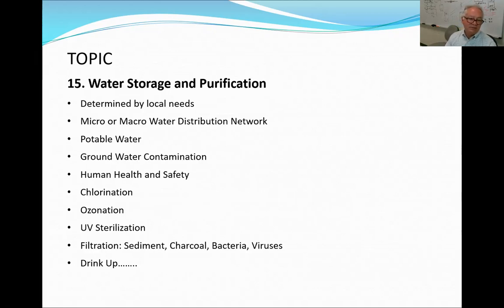Water storage and purification is determined here again by local needs. Is there going to be a micro or macro water distribution network? Are we going to just come straight up out of the ground and go straight into an animal stock tank, what we call stock tanks for animals, cattle and goats? Or is it going to be a macro water distribution network where it goes all over the village? Potable water is what we drink, and then the non-potable water is what we can give to the livestock.